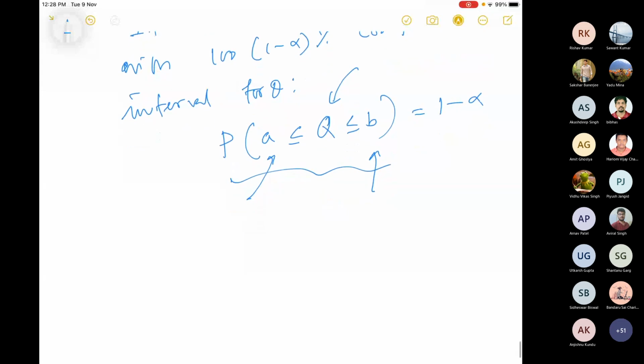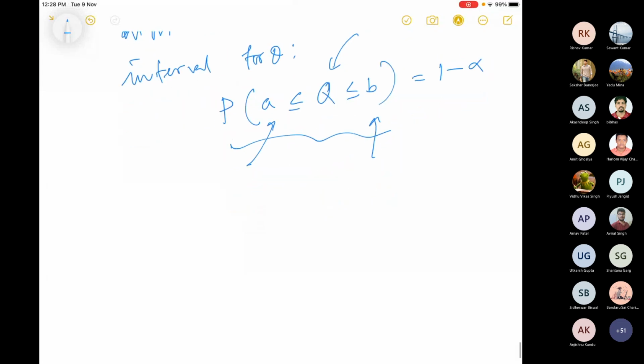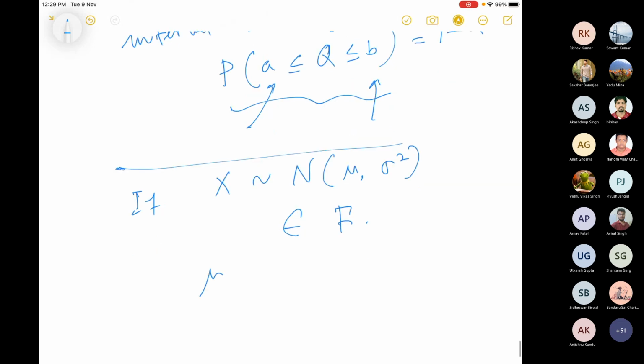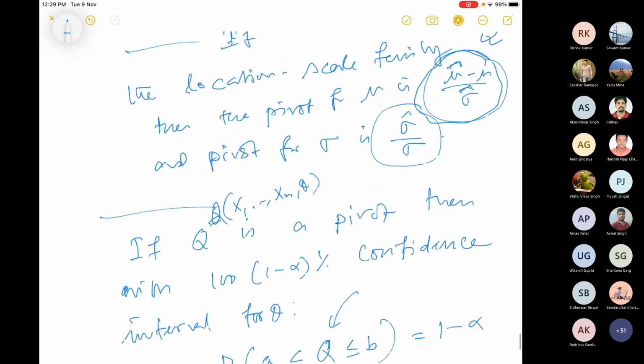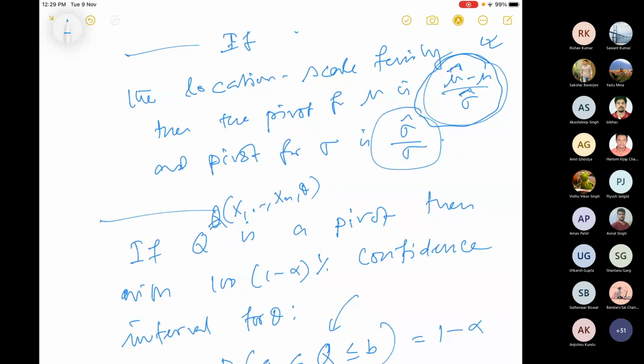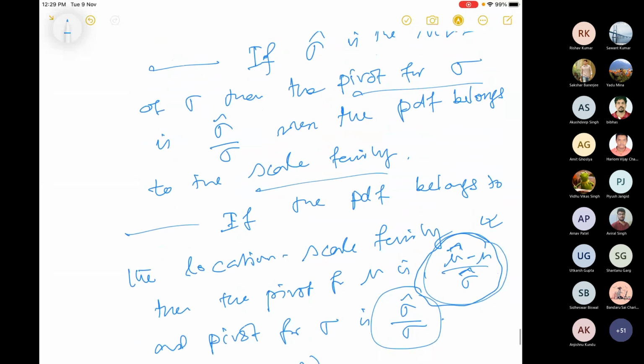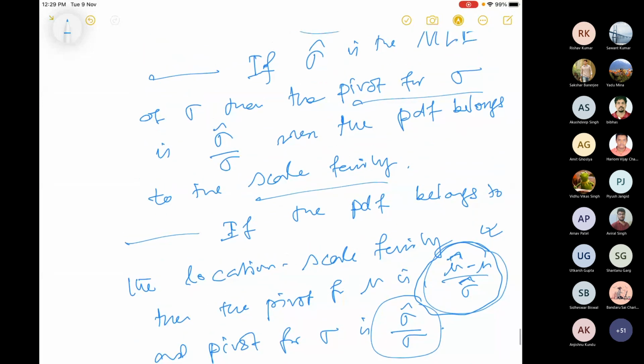Now I have produced some examples for confidence interval. If X is normal, so my PDF is normal with mu and sigma square, we know that this is in the location scale family F. Then what is the pivot for mu? Here I say the pivot for mu is equal to mu hat minus mu by sigma hat. Now what was mu hat? It is the maximum likelihood estimator, MLE. Here sigma hat is also the MLE.